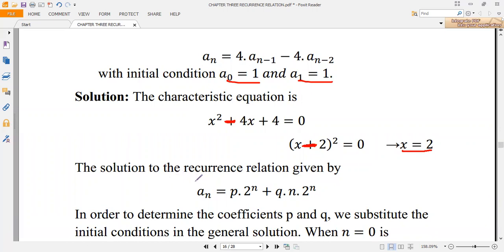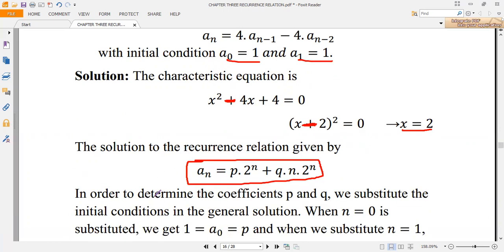So the general solution to the recurrence relation is given by an is equal to p times 2 to the power of n plus q times n times 2 to the power of n. The factor n is added due to the repetition of the root 2 two times.